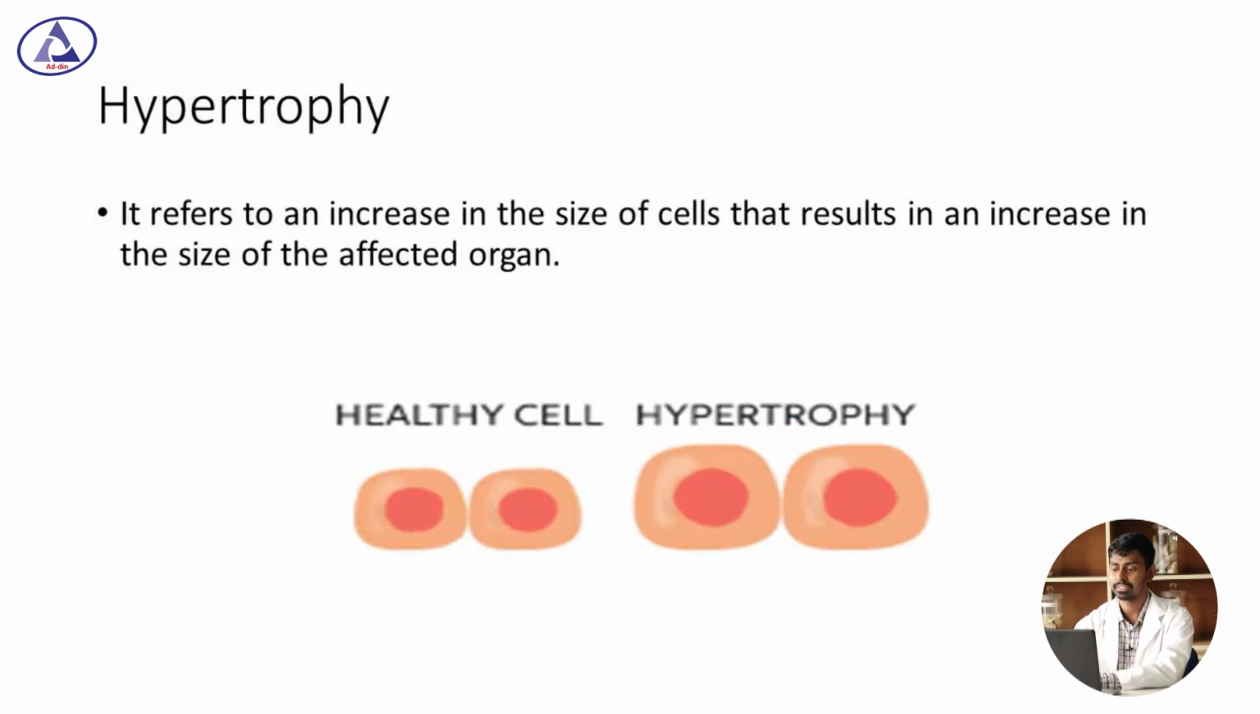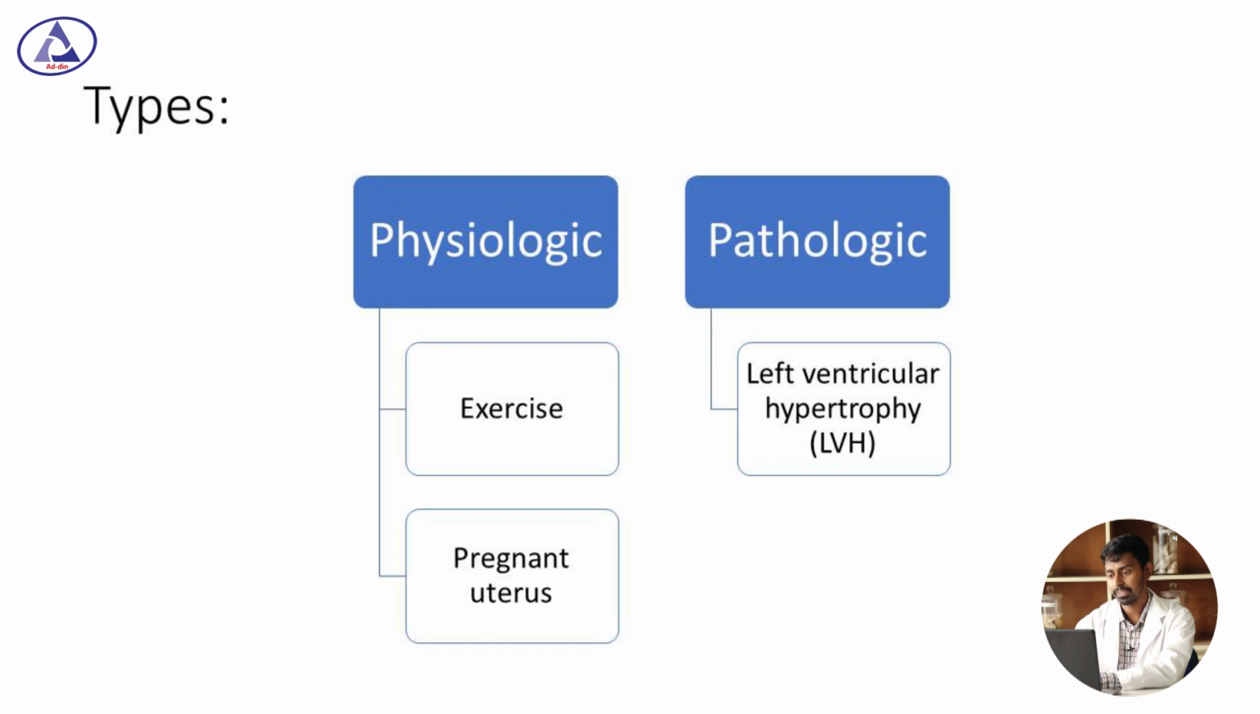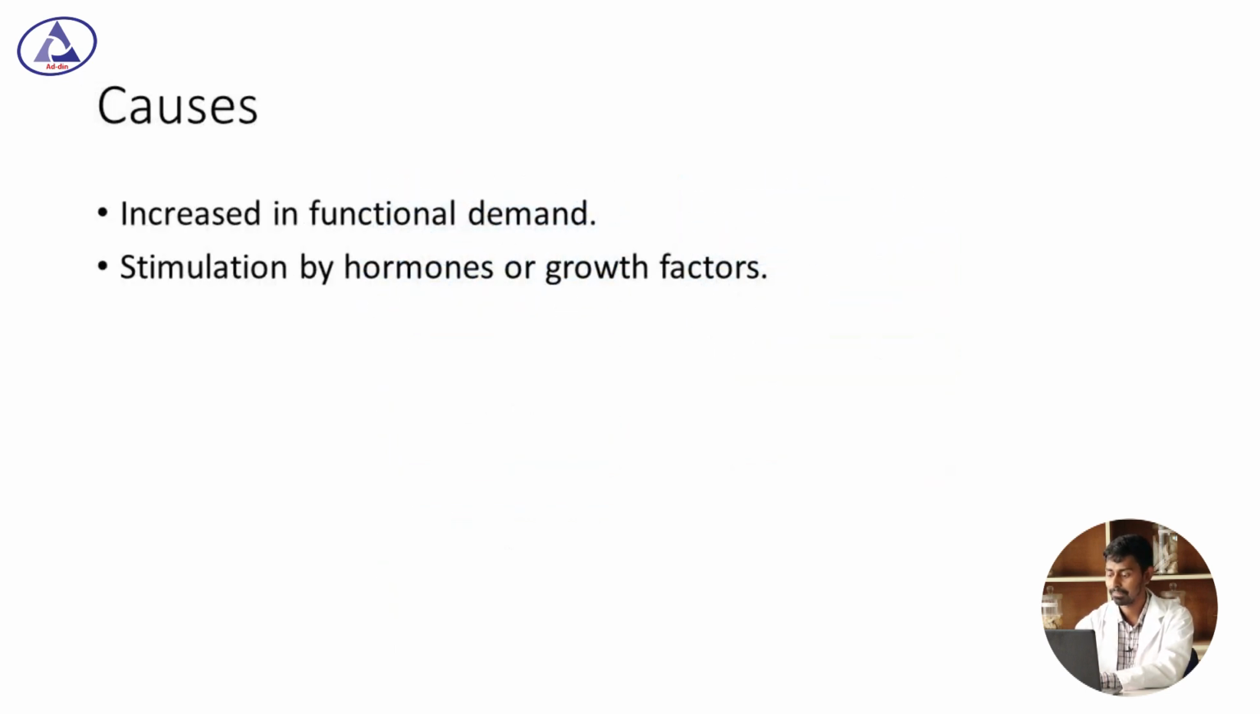Hypertrophy refers to an increase in the size of cells that results in an increase in the size of the affected organs. Hypertrophy may be classified as two types: physiological hypertrophy and pathological hypertrophy. Physiological hypertrophy occurs by exercise, such as biceps hypertrophy and triceps hypertrophy during exercise, and the pregnant uterus. Pathological hypertrophy occurs in case of prolonged uncontrolled hypertension, where left ventricular hypertrophy occurs. Hypertrophy may occur by increase in functional demand and stimulation by hormones or growth factors.